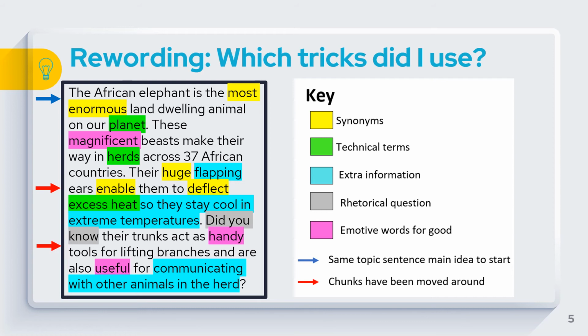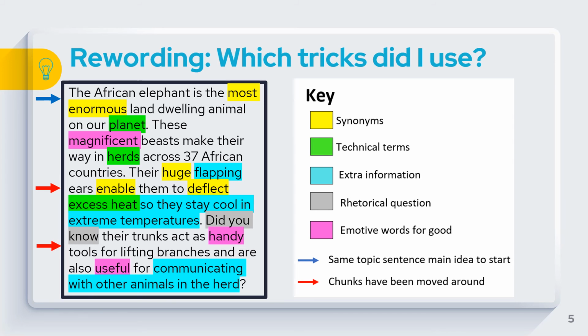This is a really strong tip. Just add extra information. And then I've used some of my persuasive devices. I've got a rhetorical question, a did you know? And I've also used some emotive language about African elephants, magnificent, handy, and useful. And finally, I moved some chunks around because in the original paragraph, the information about ears was actually down the bottom, and now it's moved to the middle.